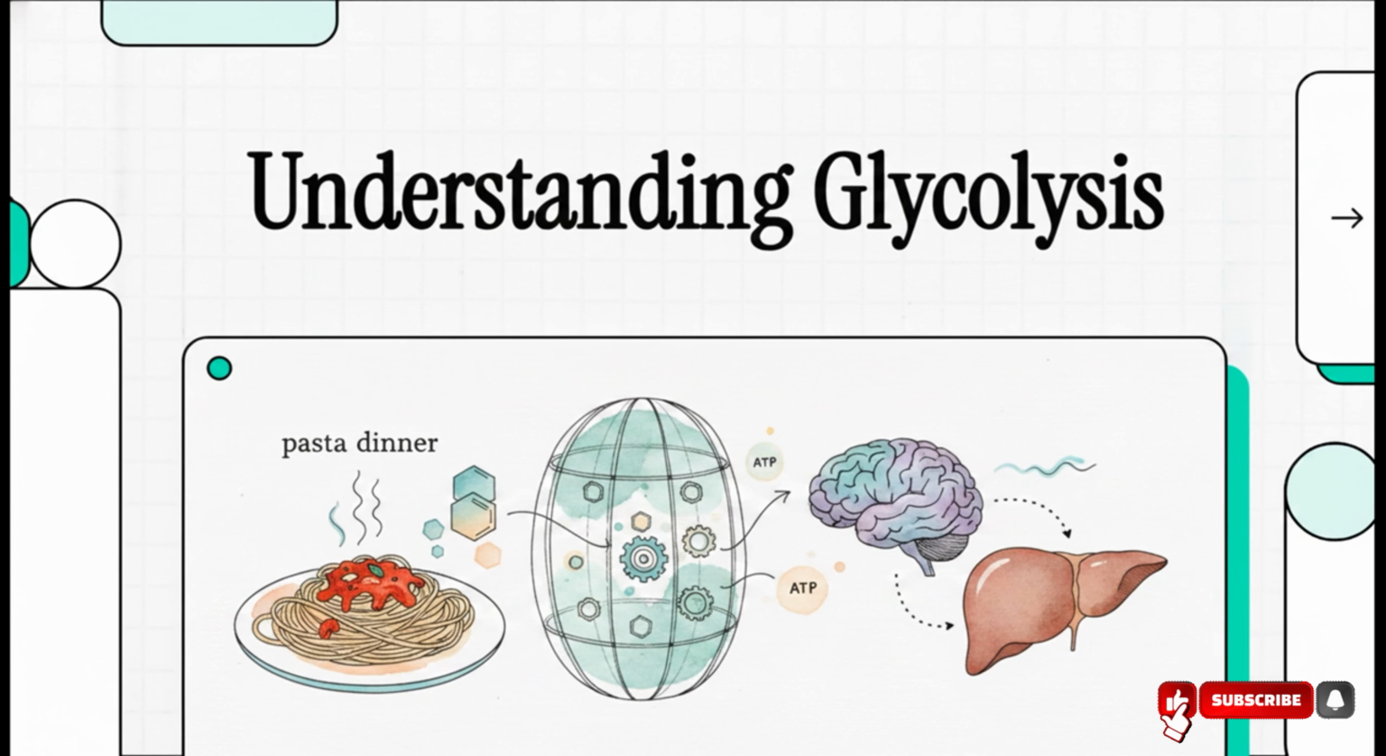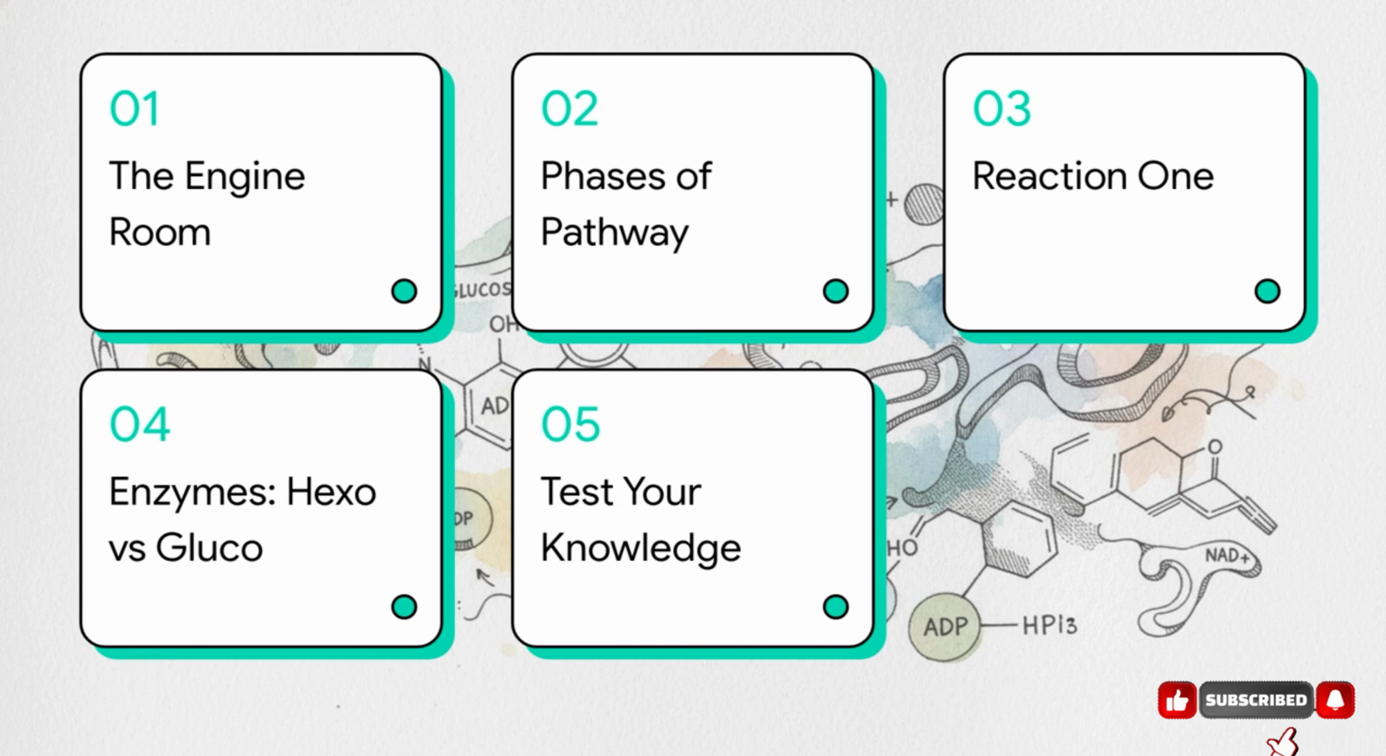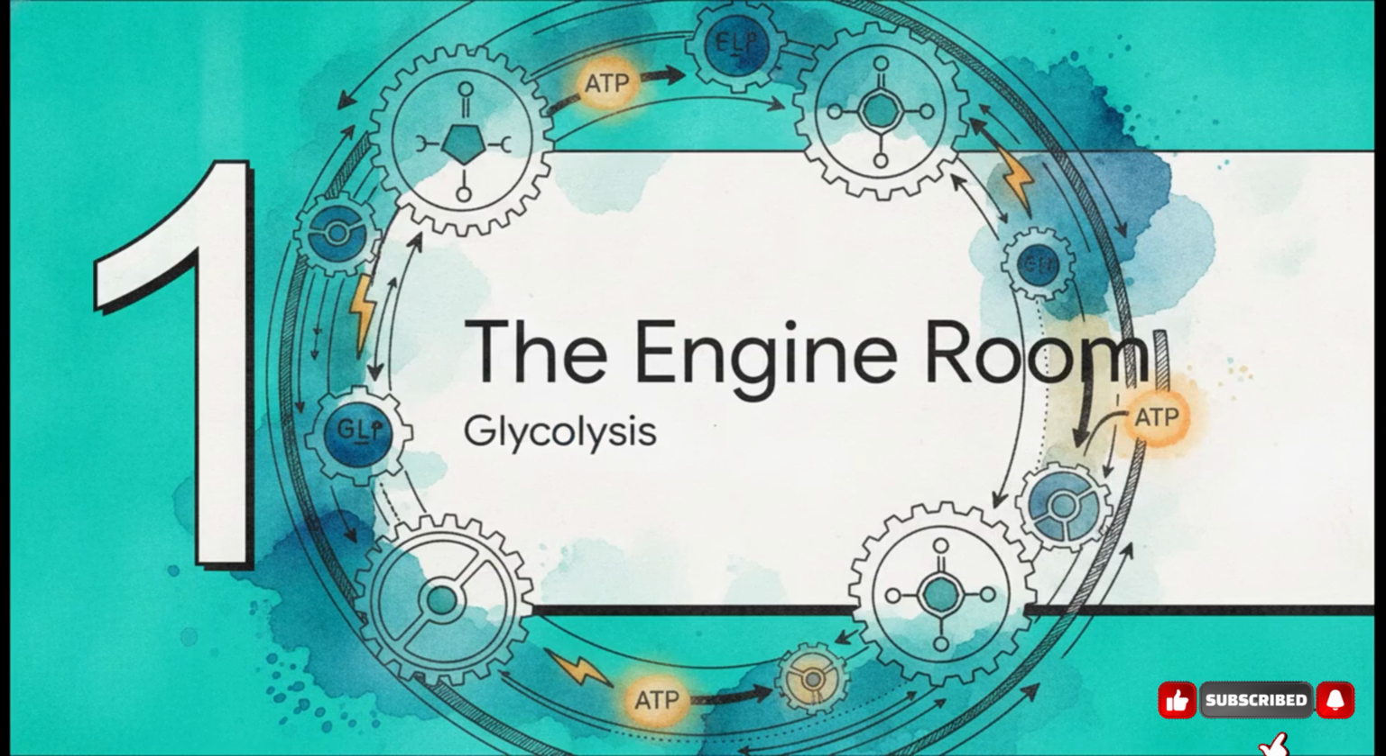Let's get started. Here is our agenda for today. We'll start with part 1, the engine room, glycolysis, then move into part 2, phases of the pathway. After that, it's part 3, reaction 1, the trap, part 4, hexokinase versus glucokinase, and finally part 5, test your knowledge.